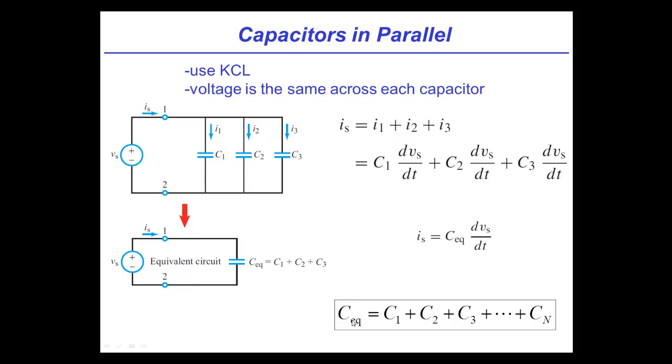So what you're saying is if I've got a 3 microfarad capacitor in parallel with a 4 microfarad capacitor, it looks like a 7 microfarad capacitor. Exactly right. Okay, fair enough.